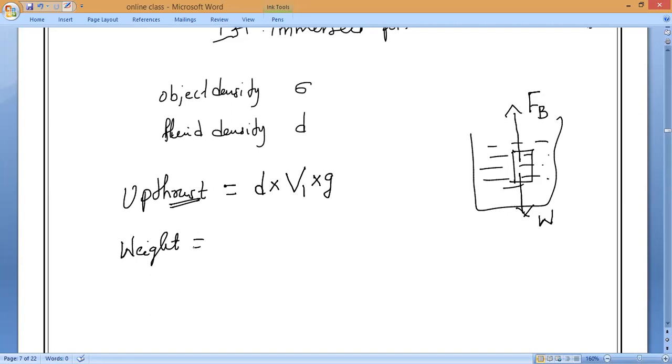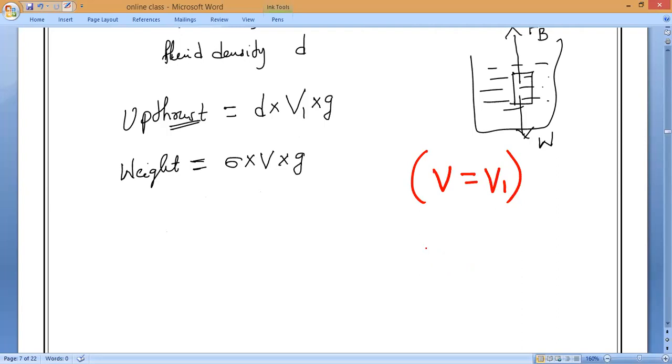What is the weight? Anybody tell me? Weight is equal to what? Mass into acceleration. Density of solid into volume of object. That is for a solid object. Density of object into volume of object into acceleration due to gravity. And as we know, the volume of the object is equal to the volume of the liquid displaced by the object when it is immersed. Are you clear, everybody?